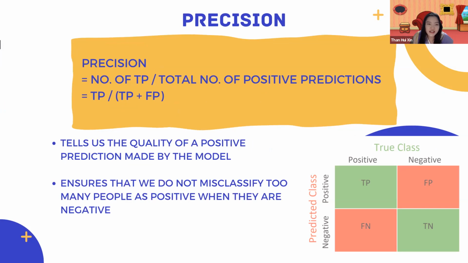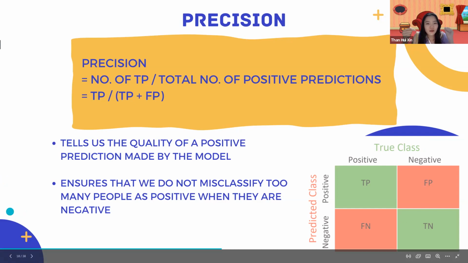Okay, so this is precision. I think it should sound very familiar if you ever took physics in JC or secondary school. So precision is basically the number of true positives divided by all the positive predictions. So it's true positive divided by the sum of true positive and false positive. And if you remember, I said that if we predict something as positive, the back will be positive, and whether or not it's true or false depends on the first letter. So this tells us how good a positive prediction made by the model is. This is very important because it ensures we don't classify too many people as positive when they are actually negative. So this depends on what type of model you're using.